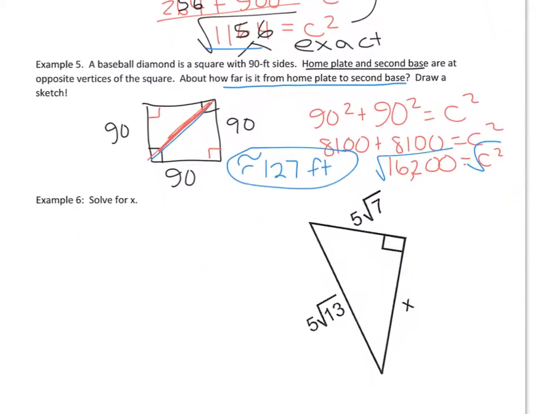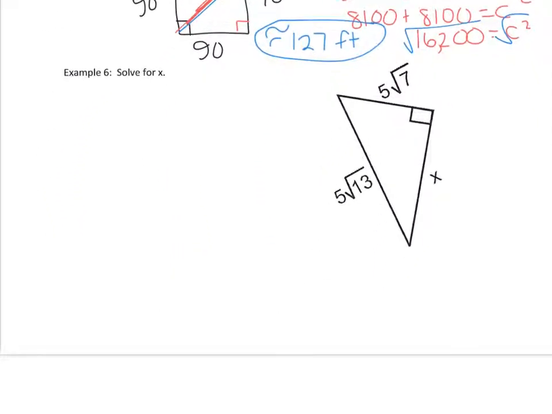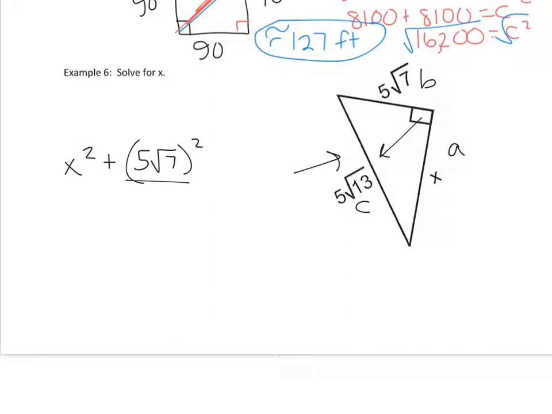And then solve for x. So I have, this is my c, because this is across from the right angle. This is my a, this is my b. So I'm going to do x squared plus 5 root 7 squared. Notice how I put parentheses around it, so I make sure I square the 5 and the root 7, equals 5 root 13 squared.